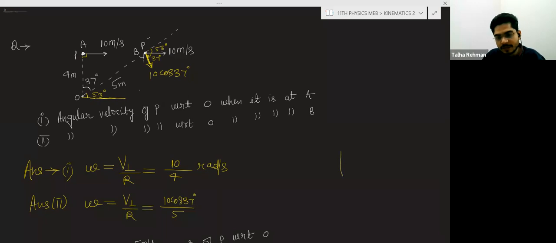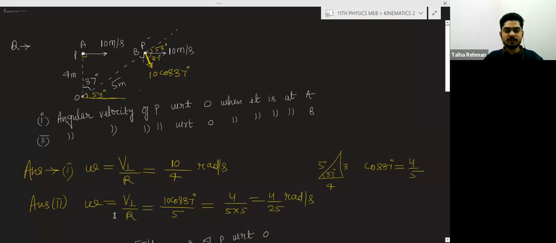So how can you find cos 37? I have told you there is a triangle having angle of 37 degree, 3, 4, 5. So from here you can find cos 37 degree. That will be 4 by 5. So it will be 4 by 5 into 5, it will become 4 by 25, and omega in radian per second.